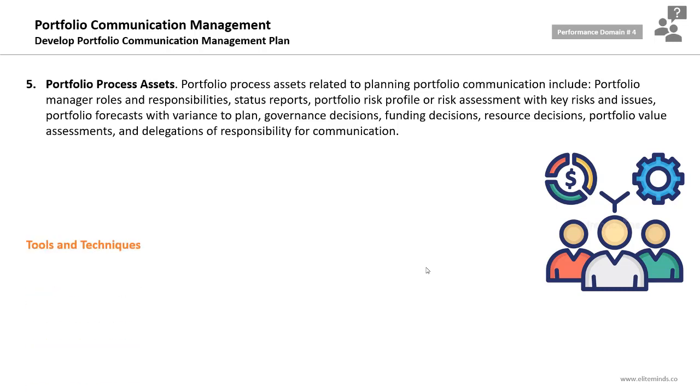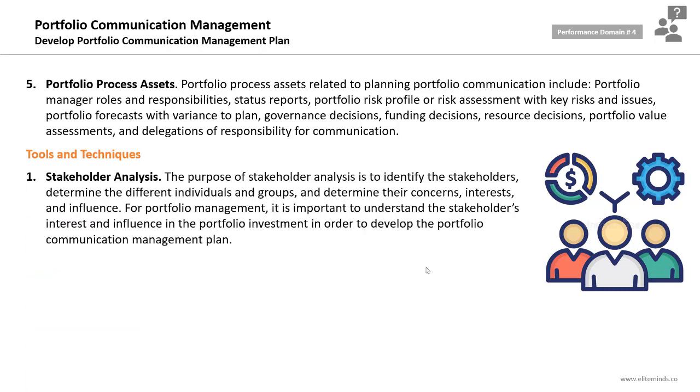Now, once we have those 5 inputs, we will start applying the tools and techniques for this process to develop the portfolio communication management plan, starting with the stakeholder analysis. The purpose of stakeholder analysis is to identify the stakeholders, determine the different individuals and groups, and determine their concerns, interests, and influence. For portfolio management, it's important to understand the stakeholders' interest and influence in the portfolio investment in order to develop the portfolio communication management plan. So the most important technique and the first technique you will use in this process is the stakeholder analysis.